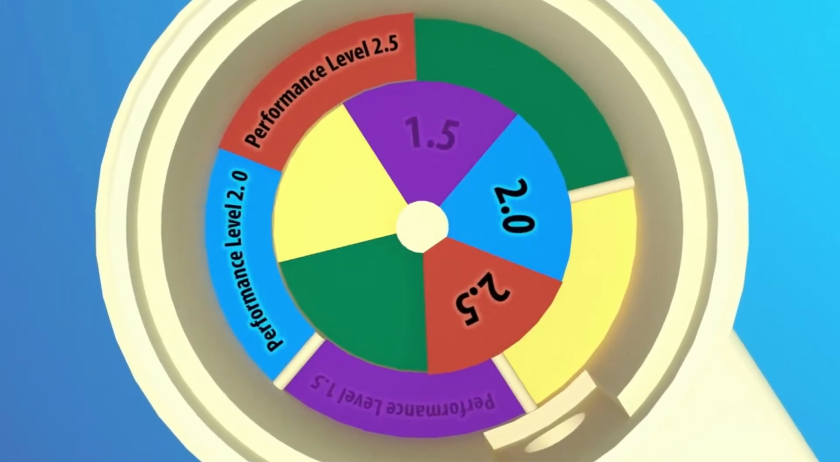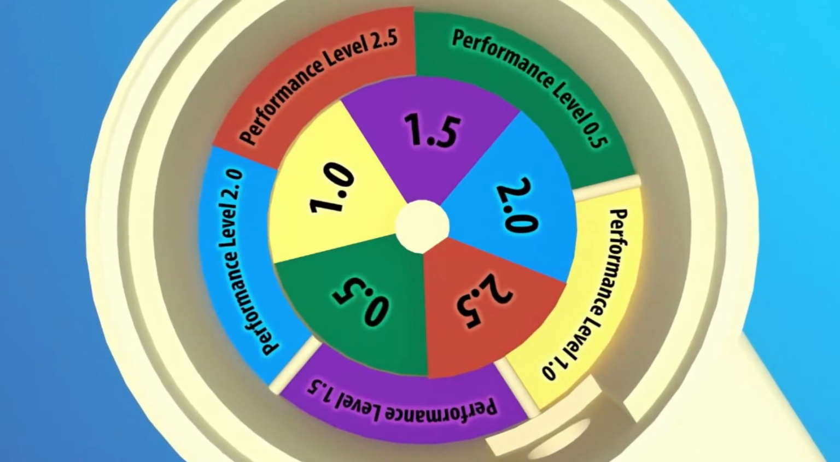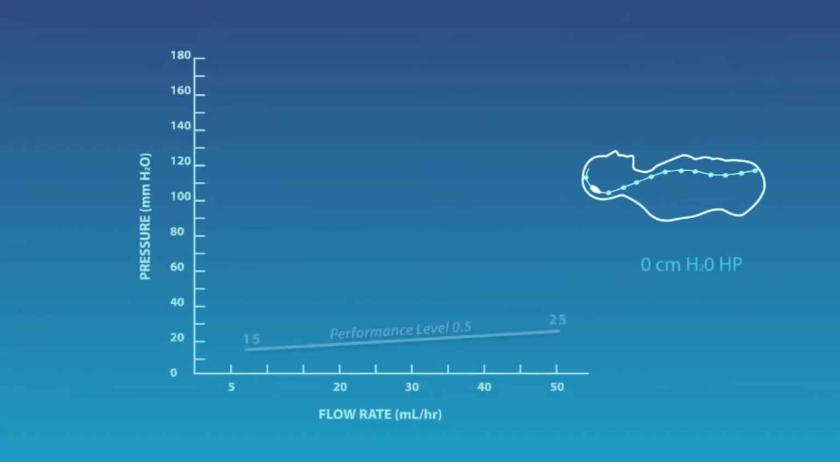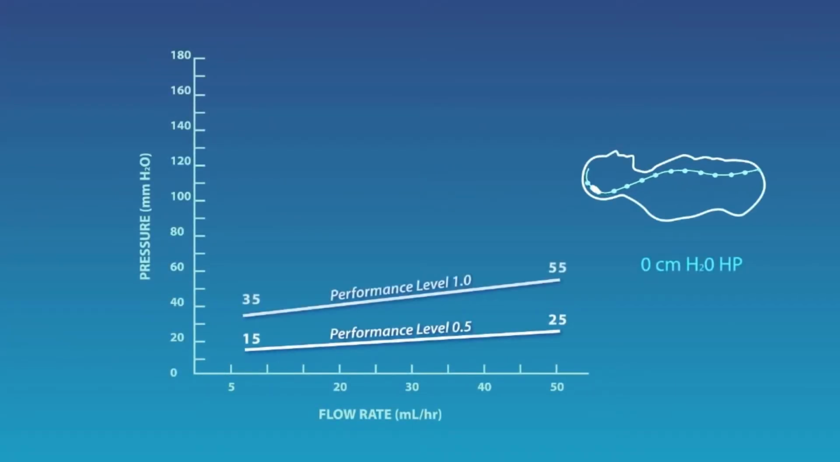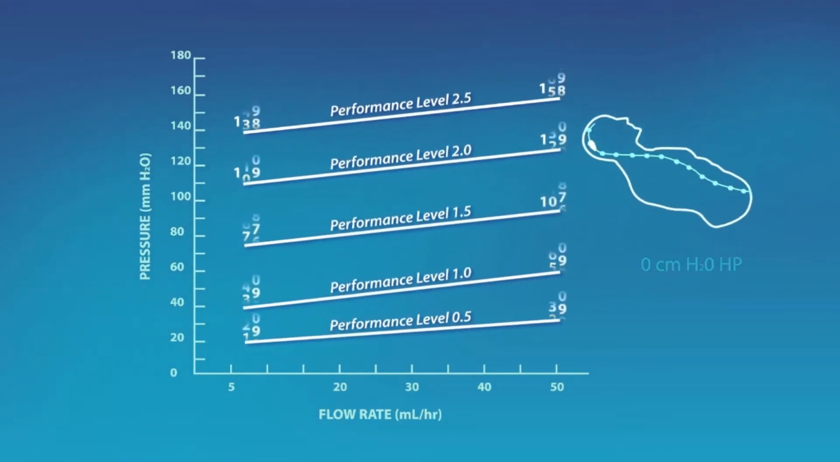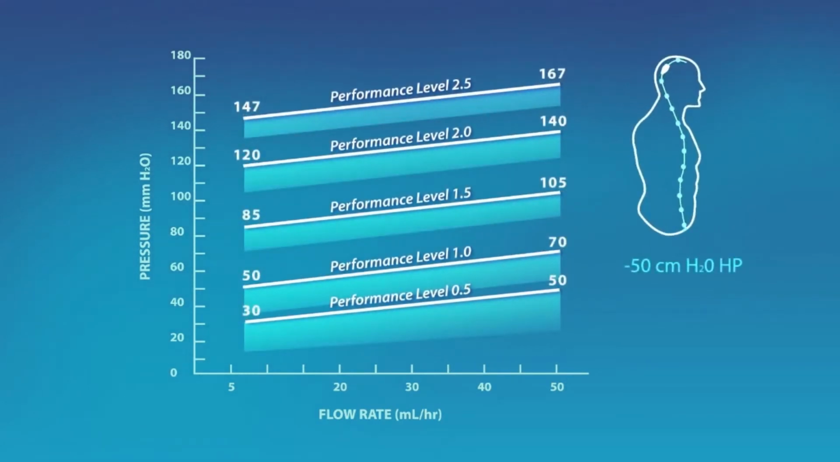Since there are 5 platforms in the valve mechanism, there are 5 performance levels which directly correlate to the pressure flow rates. Performance levels are 0.5, 1.0, 1.5, 2.0, and 2.5. These numerical descriptions are synonymous with valve pressure ranges from a lower to a higher resistance. As shown by the performance level chart, the Strata valve system maintains a consistent pressure gradient, regardless of the flow rate or patient posture.